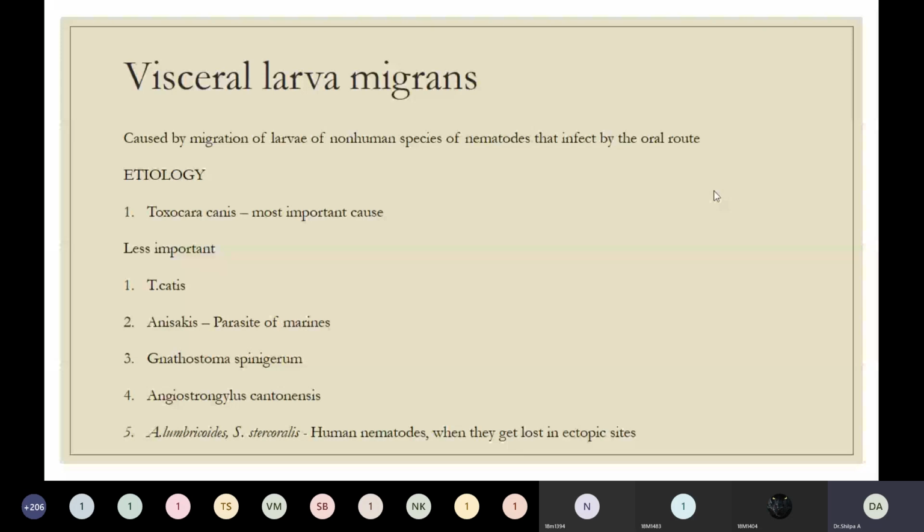So this Ascaris lumbricoides is the one which is the most common cause of Loeffler syndrome, which I mentioned in the other session. So this can act as, when these larvae go into the ectopic sites, then they can produce these visceral larva migrans. Now coming to the pathogenesis.